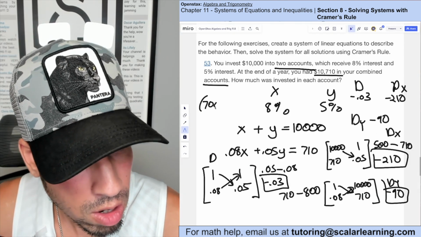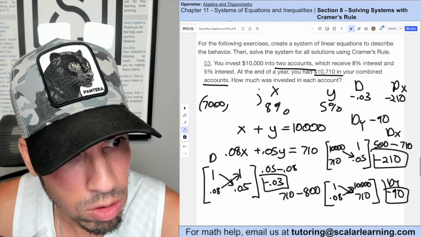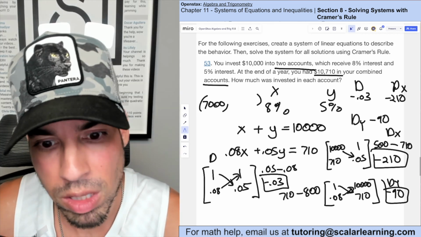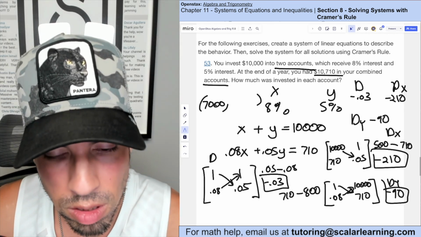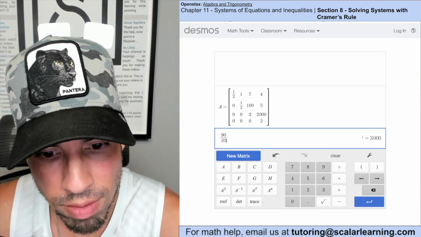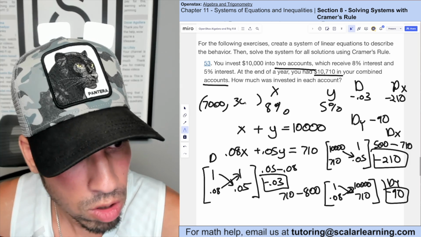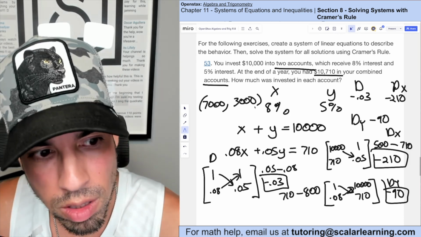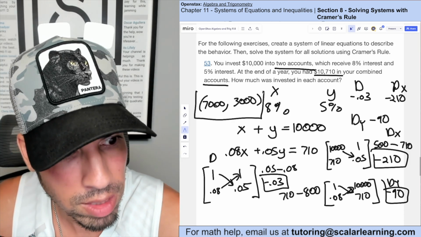So the first account was 7,000. The second account, since we know it adds up to 10,000, has got to be 3,000. But let's still go our standard way, right? Negative 90 divided by negative 0.03. And there we have it, 3,000. So there's our answer. 7,000 in one, 3,000 in the other. That's how you do it.